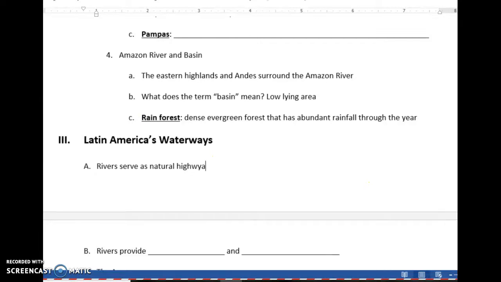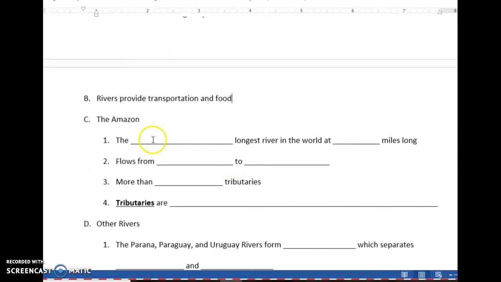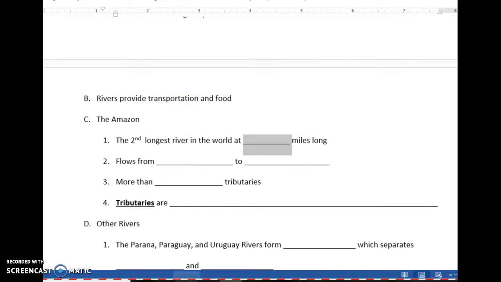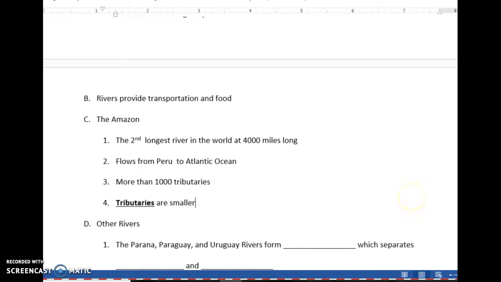Rivers serve as natural highways for transportation. Rivers provide both transportation and food for the people that live in these areas. The Amazon River is the second longest river in the world at 4,000 miles. It's second to the Nile in Africa. And it flows from the Andes Mountains, well, your book says Peru, but basically the Andes, to the Atlantic Ocean. And it has more than 1,000 tributaries. And those tributaries are smaller streams and rivers that feed larger river.